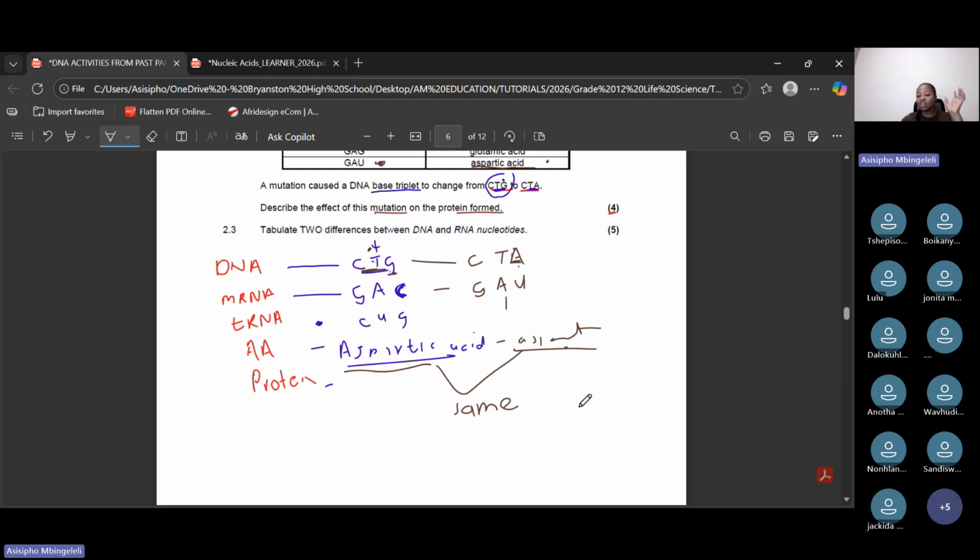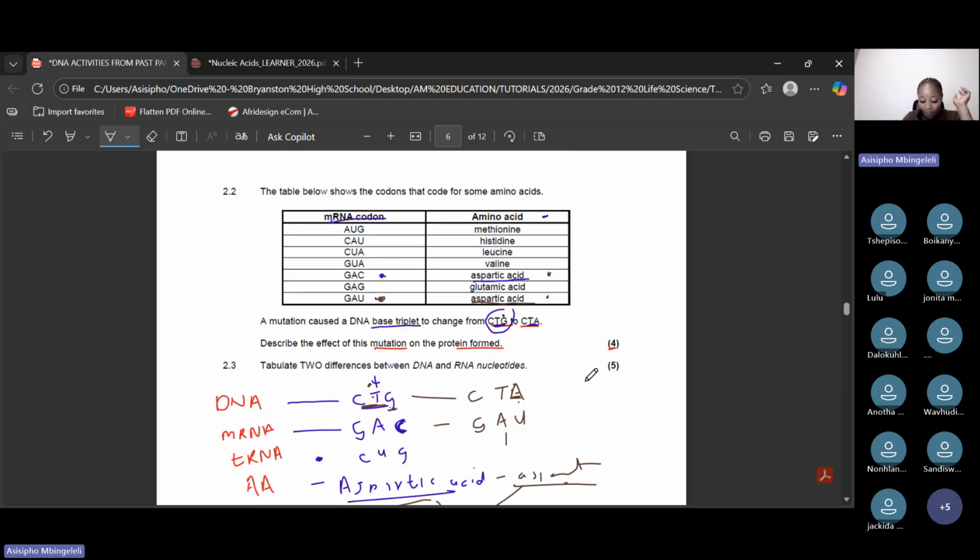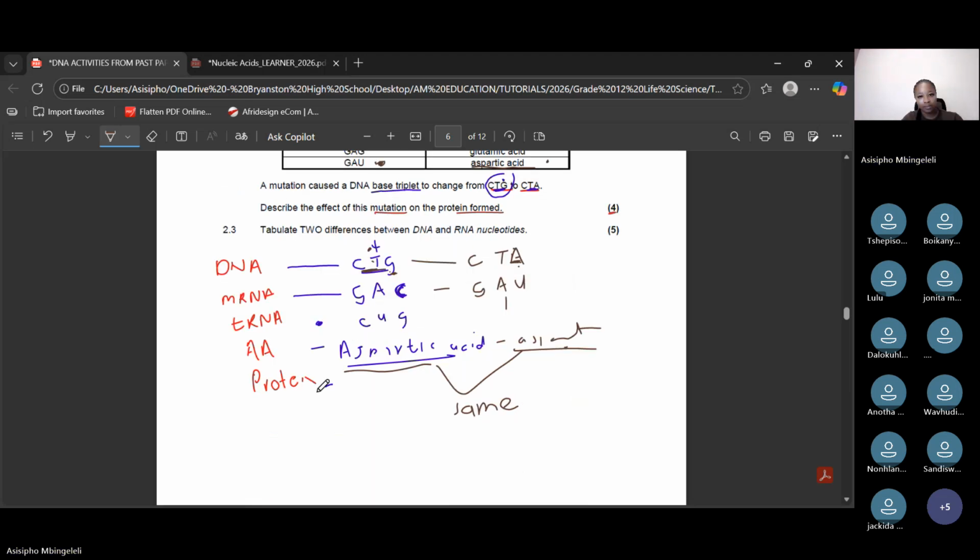But if we had an example whereby aspartic acid was the one that got formed, but due to the change, we ended up forming valine. So that means the amino acid name changed. From aspartic acid, we then formed valine because of the change. That will lead to the protein being different. If the amino acid names remain the same, even after the change, the protein becomes the same. If the amino acid names change due to the mutation, the protein that will be formed will be different.